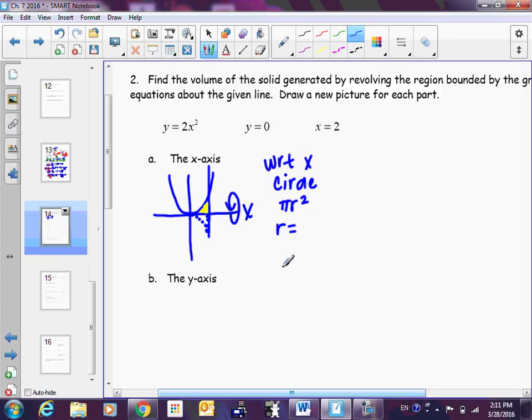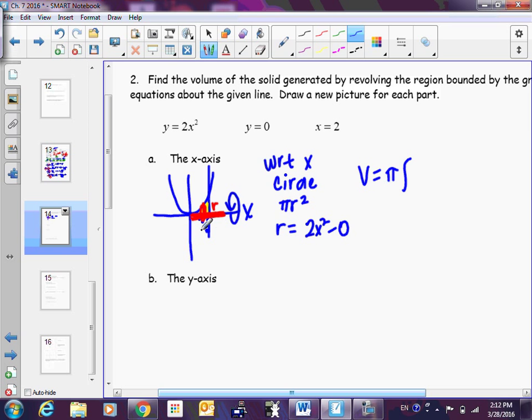So what do you think r is in this problem? Think about that. This little part right here. Here's the circle. What's the radius of the circle? 2x squared minus your line of rotation is not 2. What's your line of rotation? 0. So my volume is going to be pi.